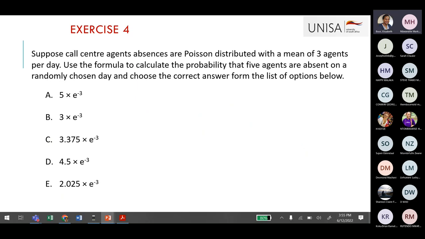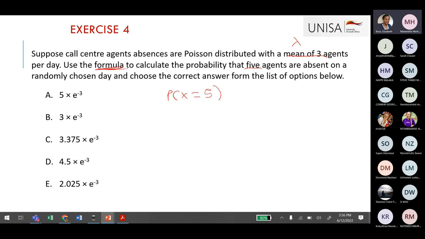Okay, to the next question. Suppose call center agent absences are Poisson distributed with an average of 3, so our lambda is 3 per day. Using the formula, calculate the probability that 5 agents are absent on a randomly chosen day. Choose the correct answer from the list. They told us that X is 5. So we need to find the probability that X equals 5.